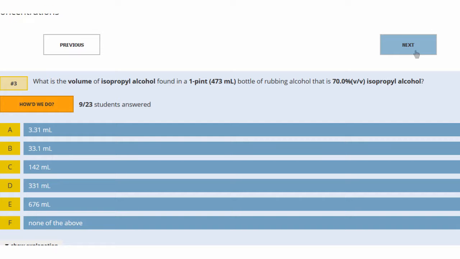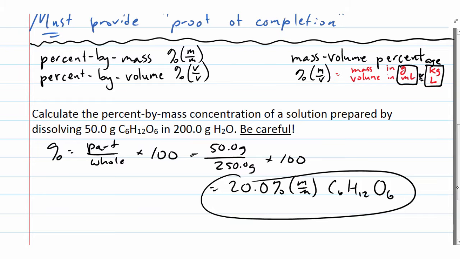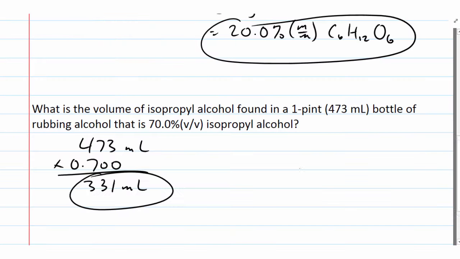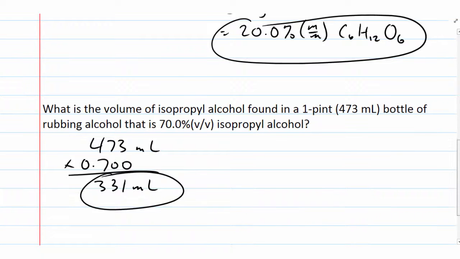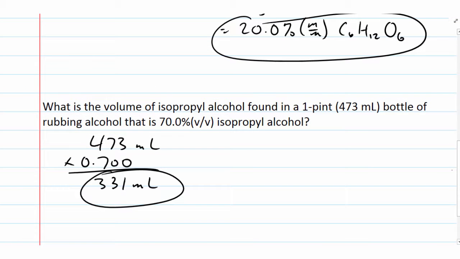So let's get your answers locked in. 5, 4, 3, 2, 1. Correct answer here is 331. Now to arrive at this answer, this works just like all percentages work. If we want to find out what 70% is of the whole amount, we simply take that whole amount, which is 473 milliliters, we multiply it by 0.70, and where does this number come from?